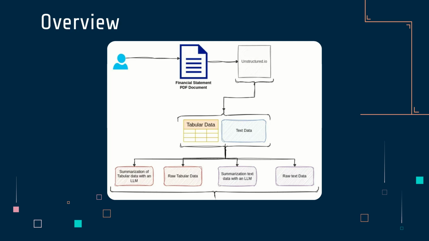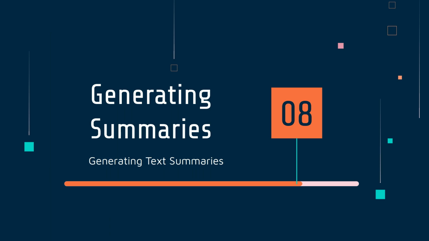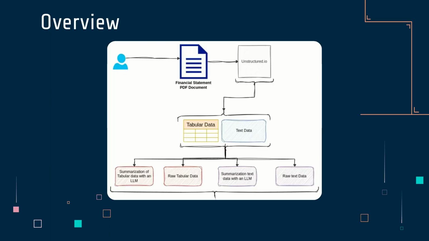So we have extracted the tables, visualized them, and understood that these tables are actually extracted in the right format. So now we're going to go ahead and generate summaries for this. So why do we need summaries? Well, let me explain. The user uploads a PDF document. We use unstructured.io to extract the information into different tables and text data, right? So we're going to create a summary for each of those.